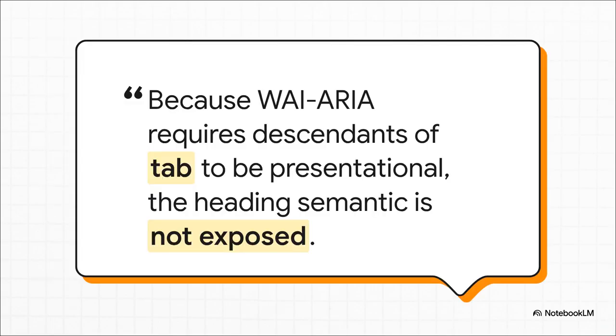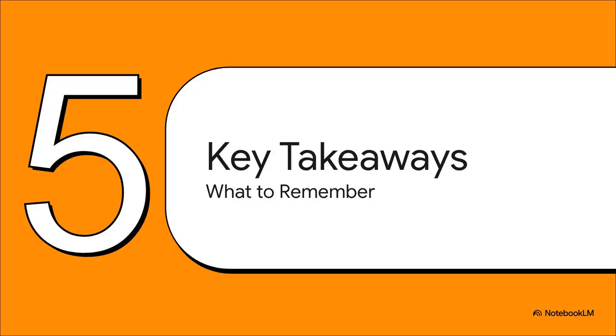This example makes it crystal clear. If you stick a heading, like an H2, inside an element that has role equals tab, that heading's meaning just vanishes. To a screen reader, it's not a heading anymore. It's just text inside the tab. The H2 basically gets an automatic role equals presentation applied to it. Pretty cool, right?